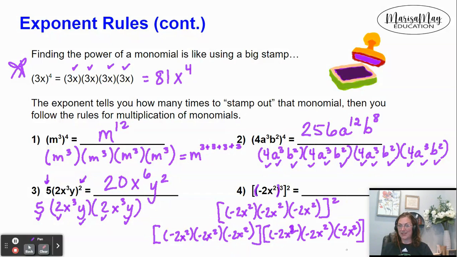Now we can multiply. Okay, negative 2 times negative 2 is 4, times negative 2 is negative 8, times negative 2 is positive 16, times negative 2 is negative 32, times negative 2 is positive 64. Okay, now when you do the exponents, you add them. So 2 plus 2 is 4, plus 2 is 6, plus 2 is 8, plus 2 is 10, plus 2 is 12.